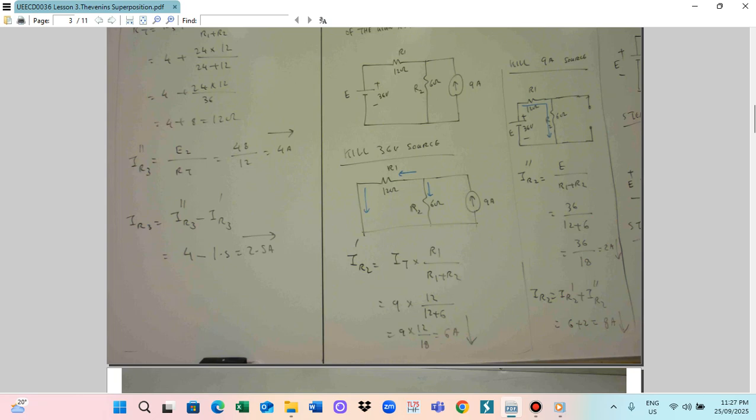And similarly, we also need to calculate the current. So we need to get the 9 ampere source, so that we find the current into the R2. The second condition. So this is the K 9 ampere source. Okay, if you K the 9 ampere source, we can calculate current like this. R1 is a 12 ohm. So R2 is a 6 ohm.